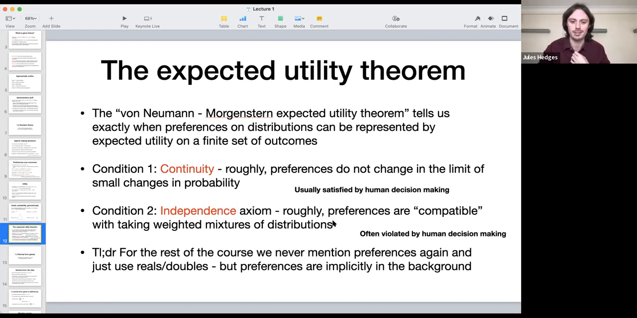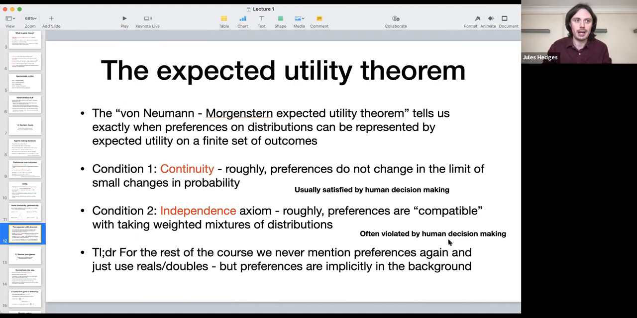So this is interesting because every time that this fails, you're not allowed to use numerical payoffs. It's not valid. But of course, everyone does it anyway. So the TLDR is we have to use numerical payoffs in order to do anything at all with game theory. The whole field is mathematical. It's about real optimization. But these conditions are implicitly in the background all the time. So we're never going to mention this again.